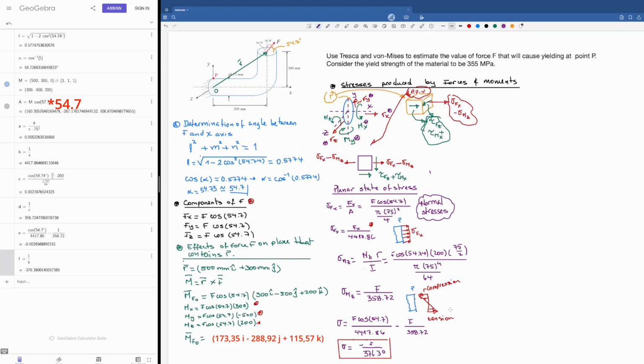Next, let's calculate the shear stresses, and we said that there are going to be just two shear stresses, but in this case, both are going to be adding up. So it's not the case as with the normal stresses. And so here, shear stresses.